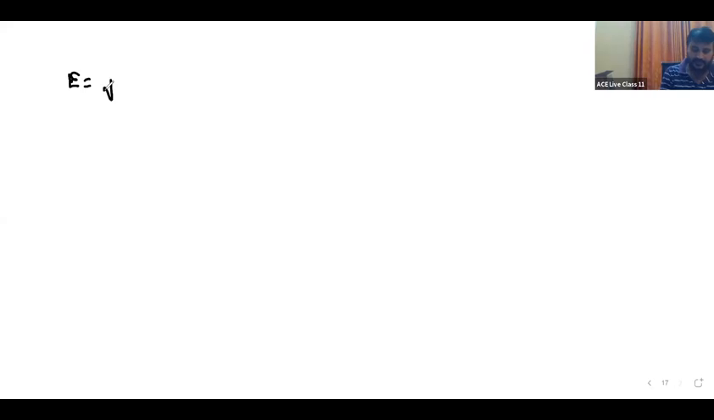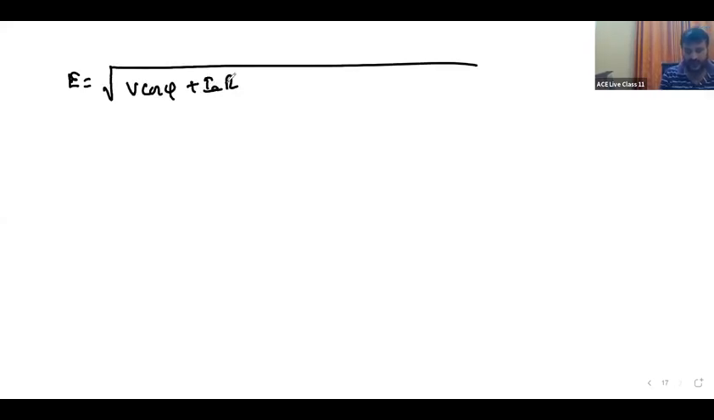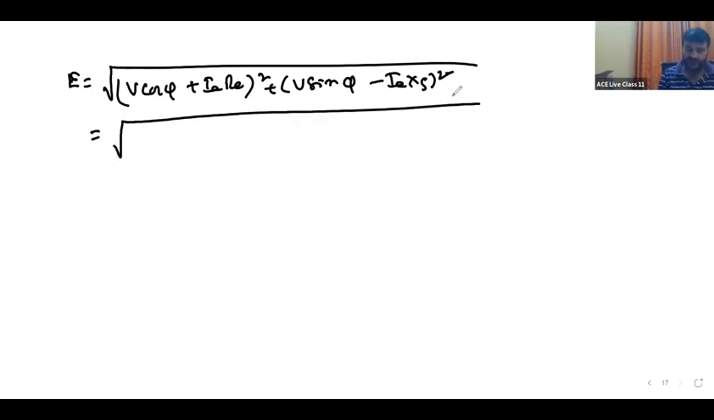E is equal to the square root of (V cos phi plus IA RA) whole square plus (V sin phi minus IA XS) whole square. Why minus IA XS? Because it is leading. So, V: which V should be taken, 360 volts or 400? 400. While finding regulation, the rated voltage only you have to take.